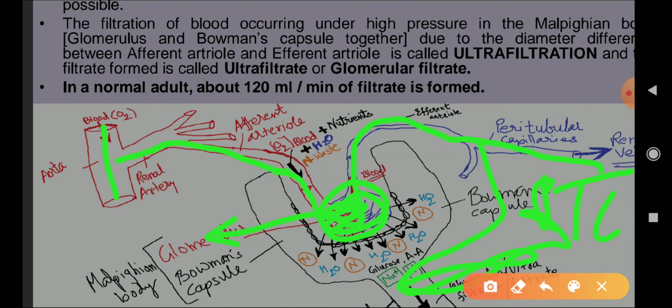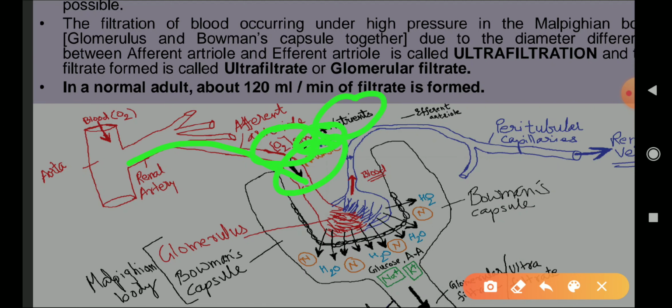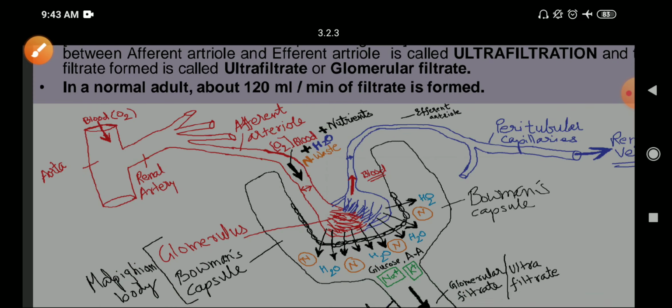We are not talking about peritubular capillaries right now. We are talking about step number 1. So here what happens? The blood enters into the kidney through renal artery, which carries oxygenated blood, nutrients, water and nitrogenous waste material. See here I have mentioned, so it becomes easy for you.